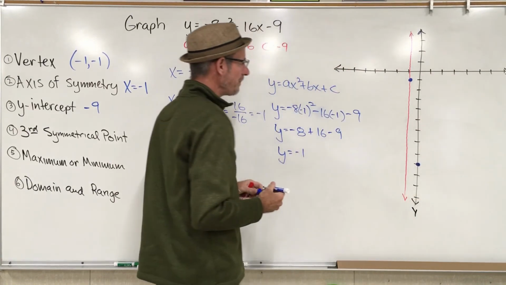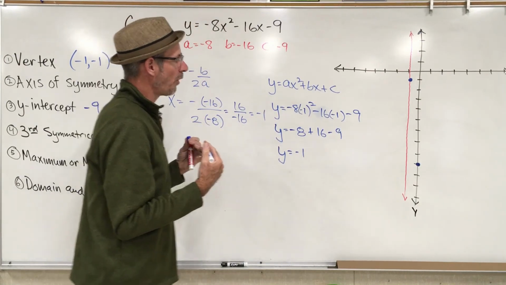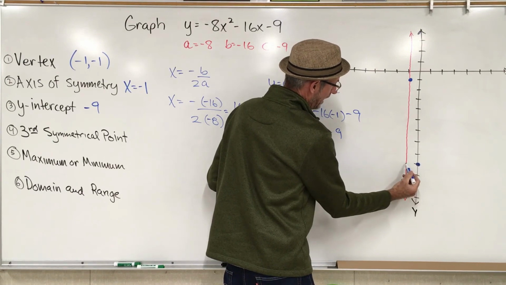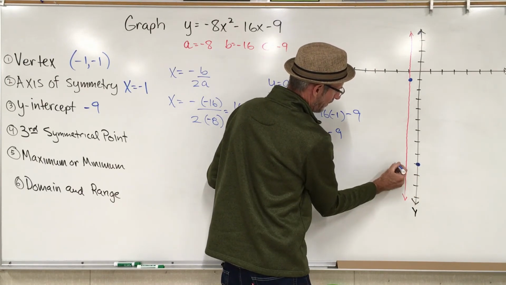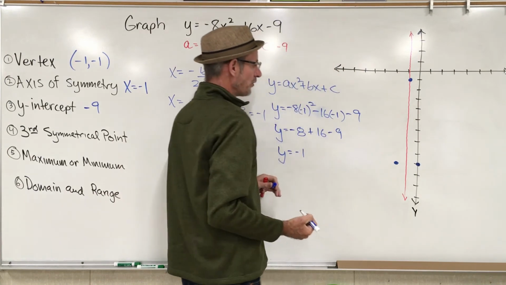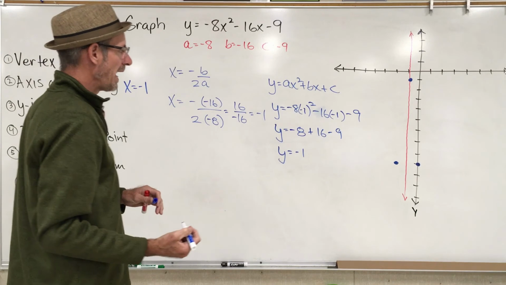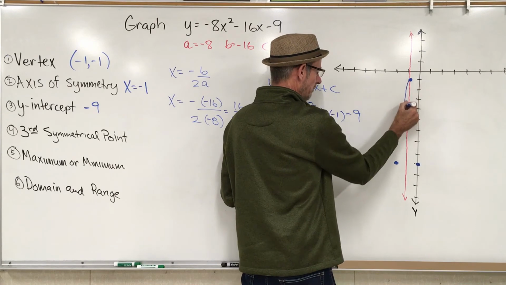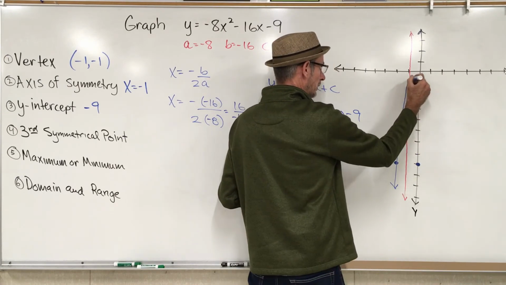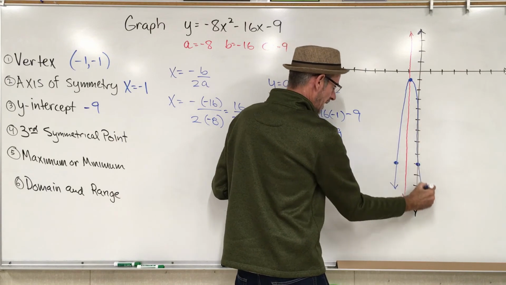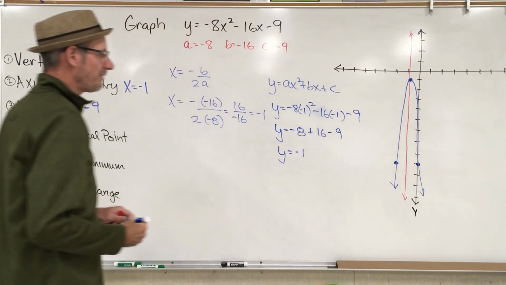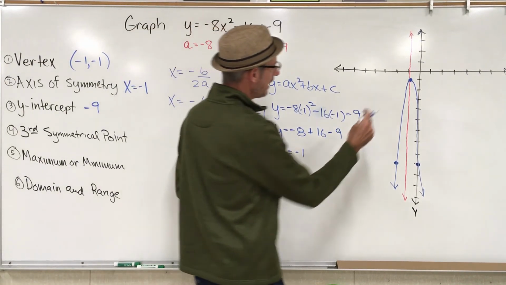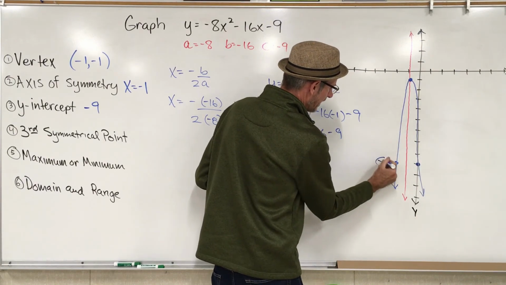There's my y-intercept. Now, I'm going to have a third symmetrical point on the other side of the axis of symmetry. This is only one space. So I'm going to have a point 1 space away on the other side of the axis of symmetry. So there's my third symmetrical point. And so now my graph is going to be a U that opens down with a vertex of negative 1 and negative 1 and a y-intercept of negative 9. So my third point of symmetry, just so we can record it, is negative 2, comma, negative 9.